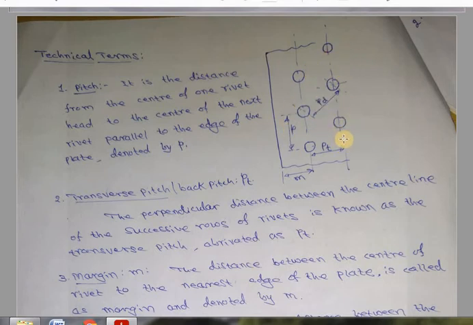Okay, so I will define some different terms. The first definition is the pitch. You can see here, it is the distance from the center of one rivet to the center of the next rivet in the same row, measured parallel to the edge of the plate. So you are measuring parallel to this edge from the center of one rivet head to the center of another rivet head in the same row. That is what we call the pitch, denoted by P.